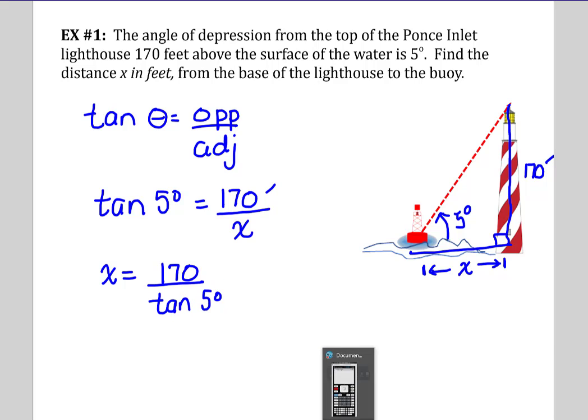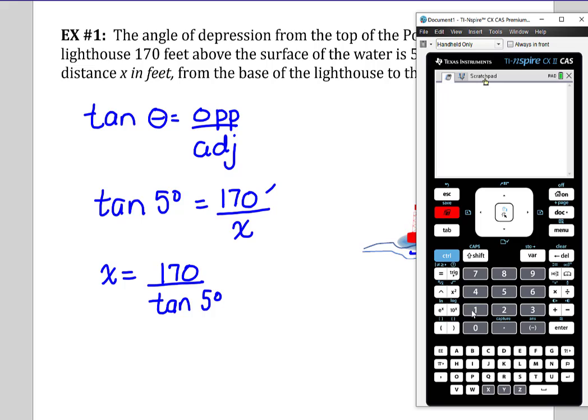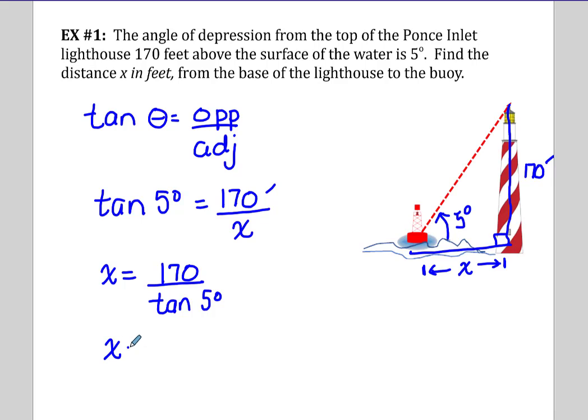So I'm going to use my Inspire here, and I can substitute in tangent of 5 and change that to a degree and put a decimal there. It'll give us a decimal amount. So 1943.11. So the distance of the buoy is about 1943.11 feet from the lighthouse.